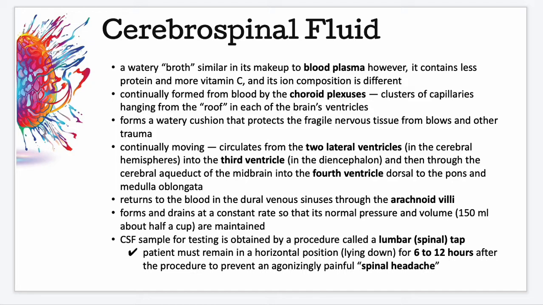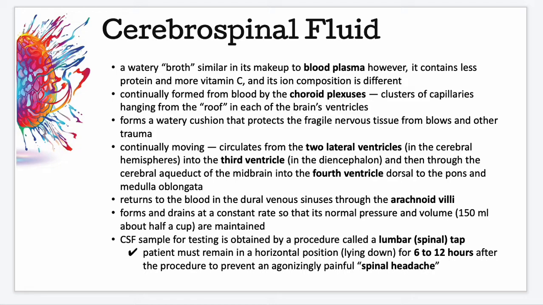Your cerebrospinal fluid is a watery broth similar in its makeup to blood plasma. However, it contains less protein and more vitamin C, and its ion composition is different. It's continually formed from the blood by the choroid plexuses. These are clusters of capillaries hanging from the roof in each of the brain's ventricles. They form a watery cushion that protects the fragile nervous tissue from blows and other trauma.